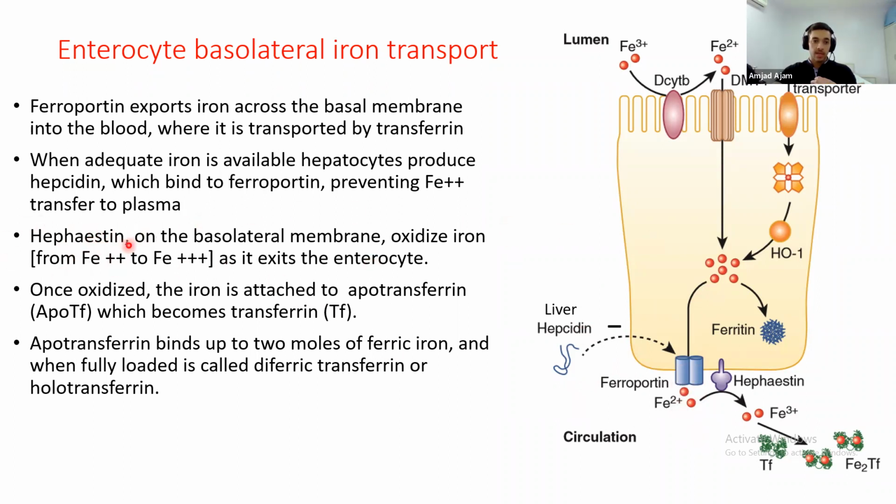We talked about how Fe2+ is converted to Fe3+, and apotransferrin, this is apotransferrin. Basically, it's transferrin without iron. When iron binds to transferrin, it becomes holotransferrin. And that's it for the absorption of iron through the enterocytes.